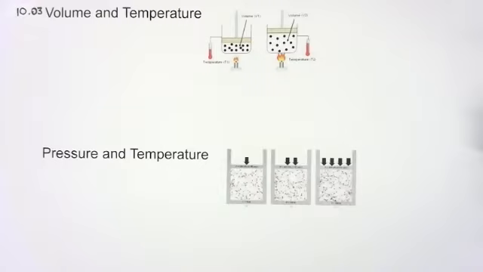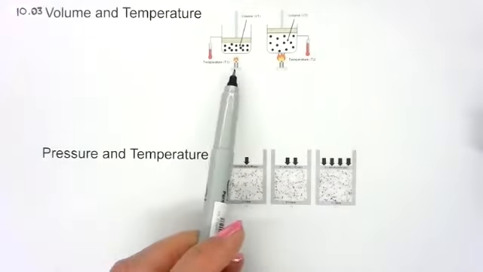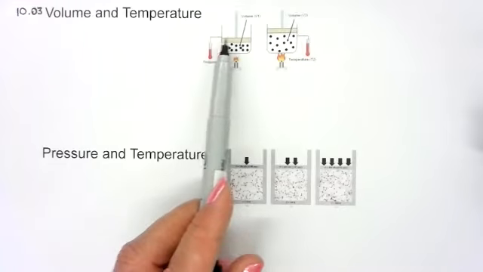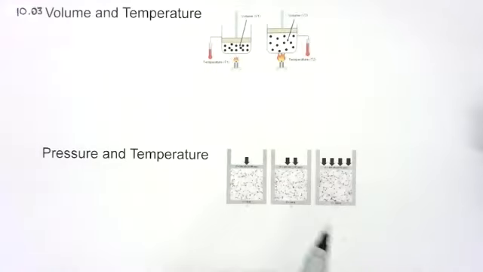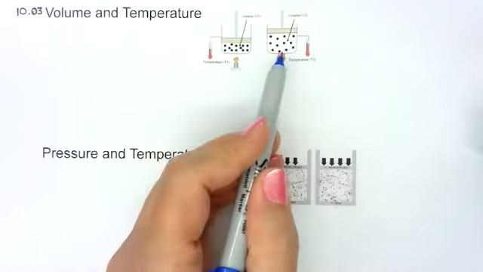All right, guys, this is the third video in the gas law chapter. And in this one, we're going to talk about volume and temperature. If you look, we have a scenario where you have a container that has gas particles. The black dots are gas particles. And as we heat it, the gas particles are going to spread out.